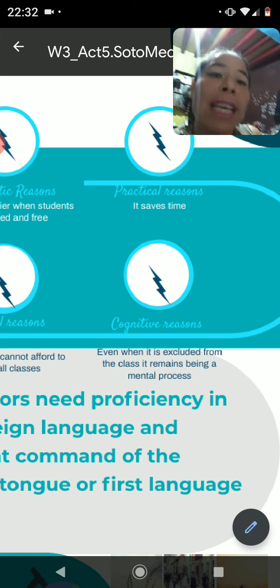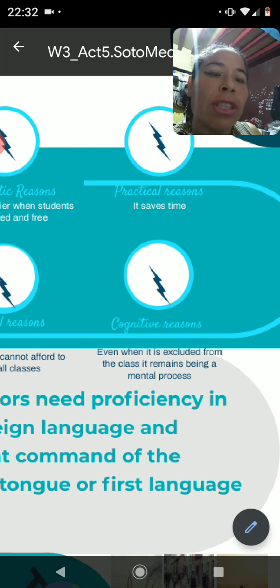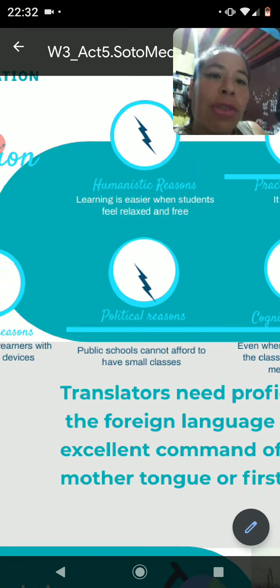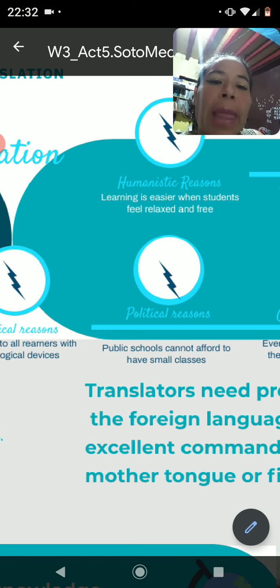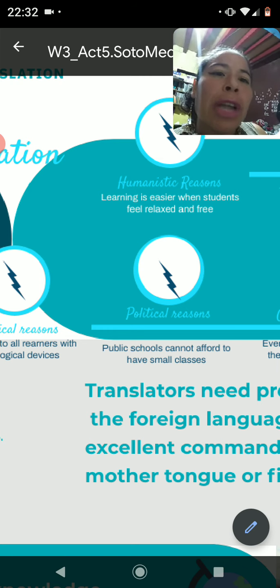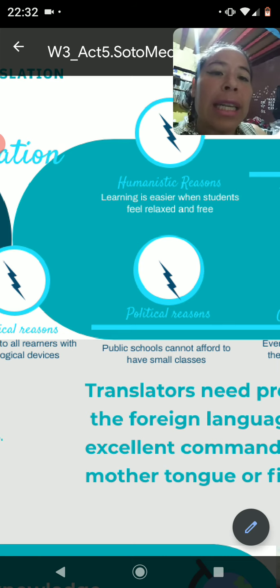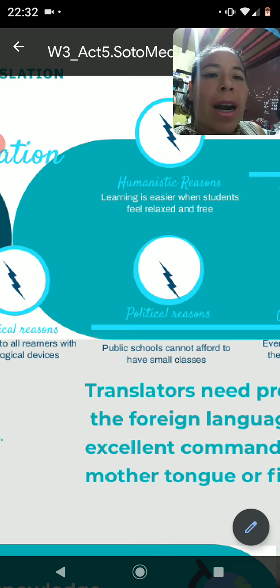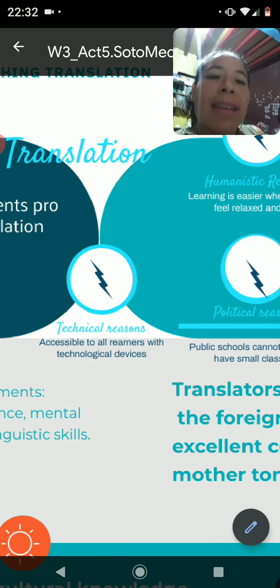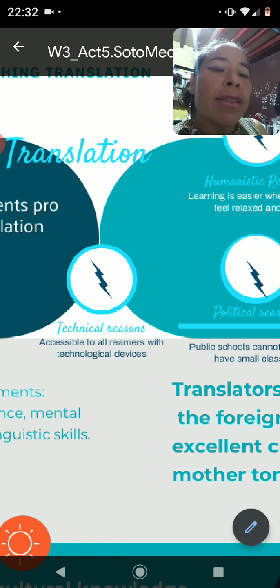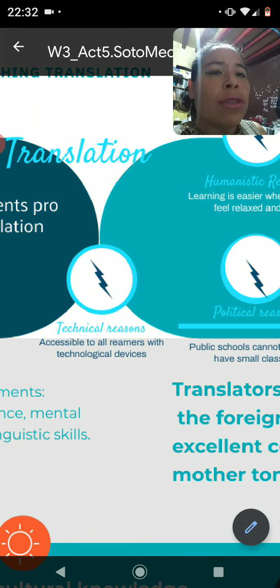Then cognitive reasons, even when we avoid the use of the source language or the first language, the mental process is to translate. Many students translate while they're learning a second language. Political reasons, the direct method, which is a method that uses the target language all the time, is not possible with large groups because politics cannot afford to pay for teachers for small classes. And then technical reasons, nowadays we have a lot of devices and tools that allow us to translate immediately. So it's easy to use translation as a teaching tool.